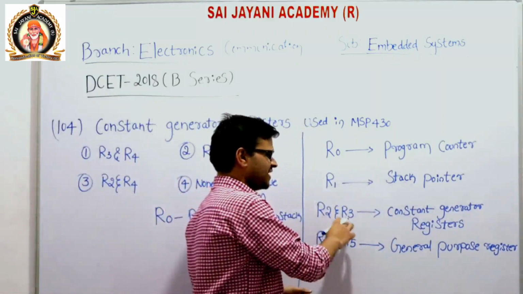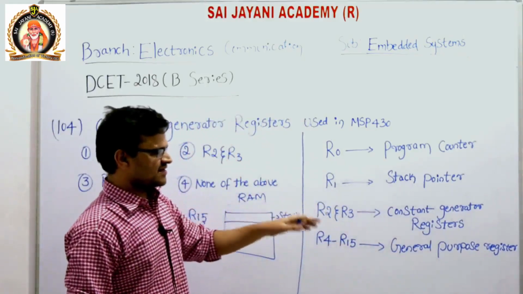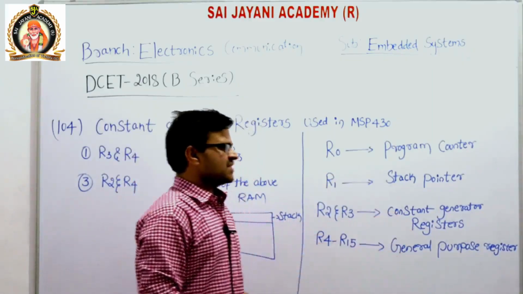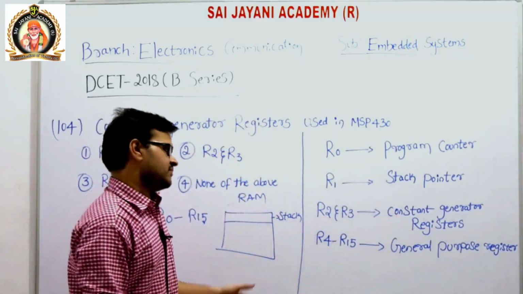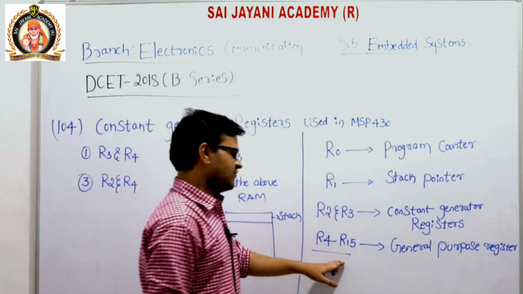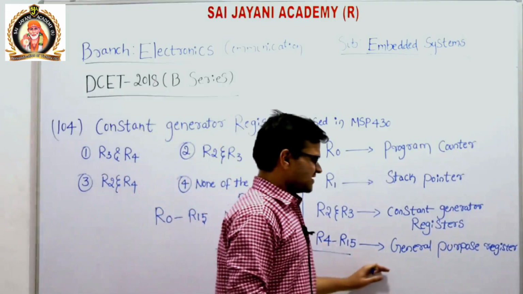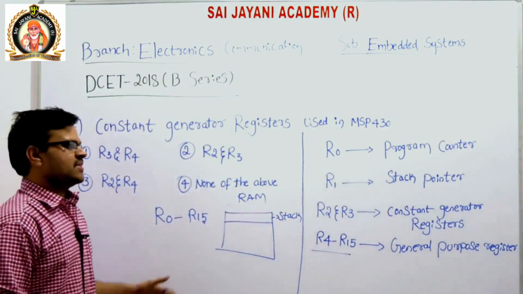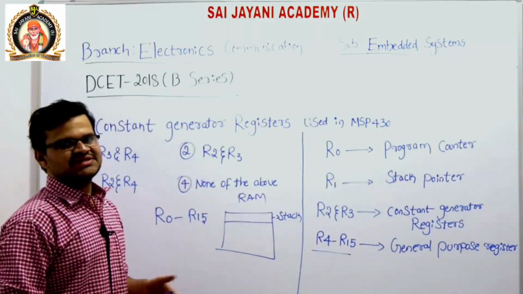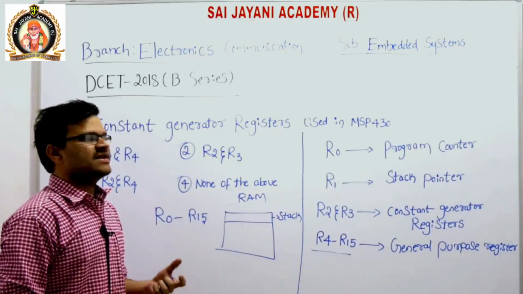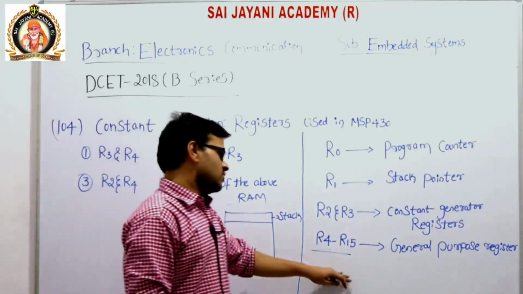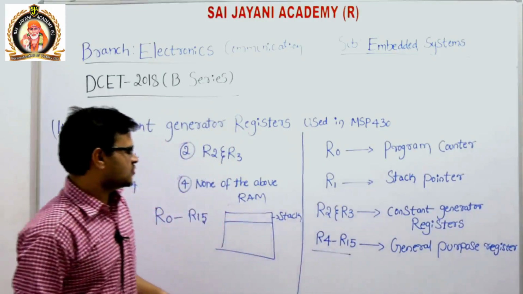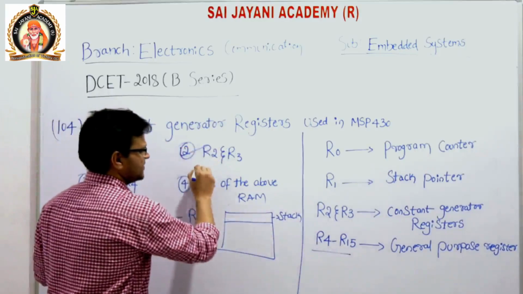And coming to R2 and R3, these are the constant generator resistors used in the MSP 430. These resistors are used to generate constant values. R4 to R15 can be used as general purpose resistors. These can do several operations like arithmetic operations, addition, subtraction, multiplication, and also logical operations in MSP 430. So the right option is R2 and R3.